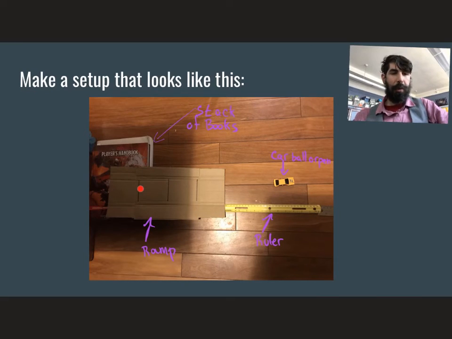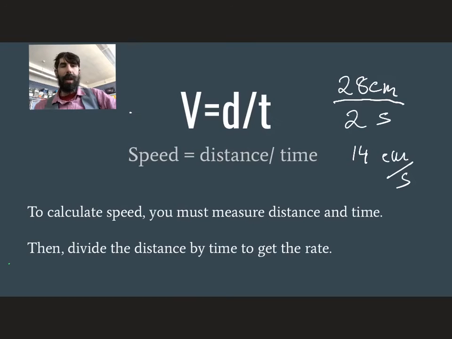I started my timer when I let go of my car, and it rolls down the ramp, and then I stop my timer when the car stops. I measured how far it went, and I note the time on the timer. Now we're going to calculate the speed.